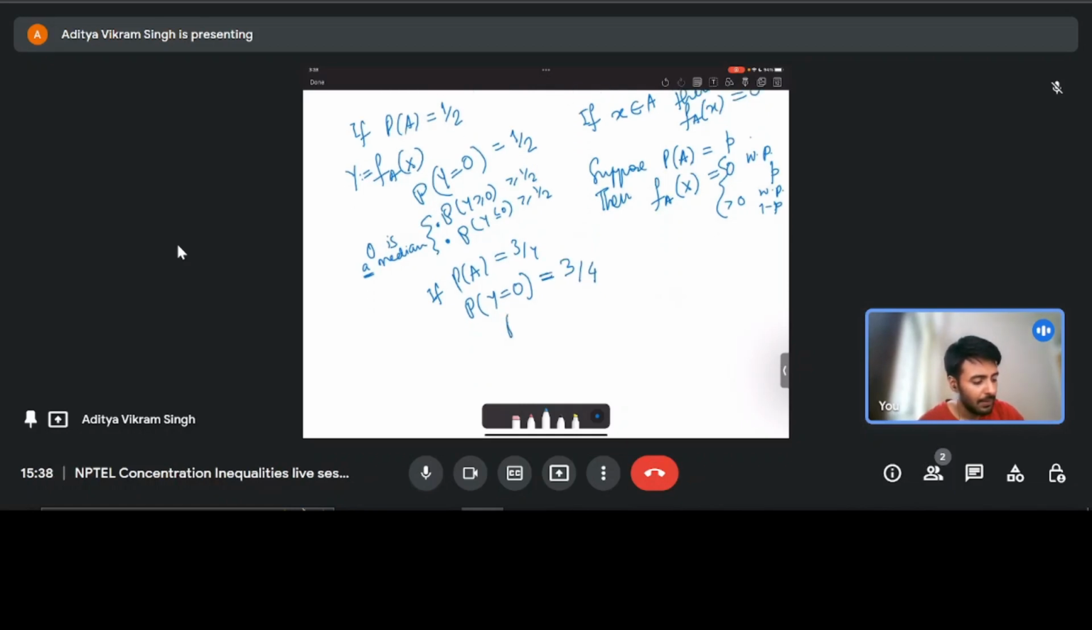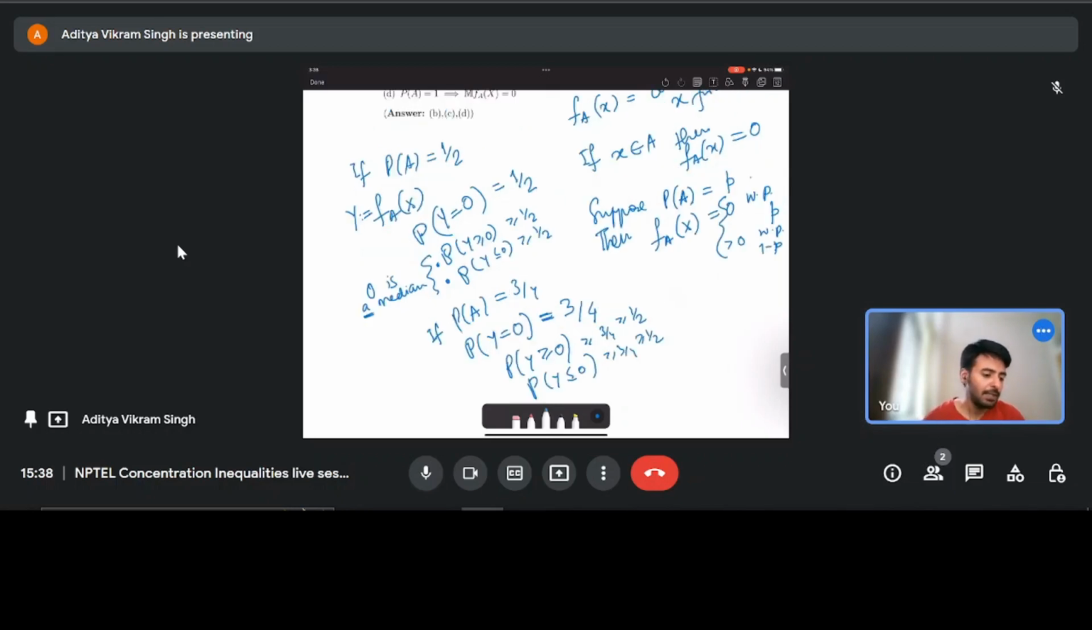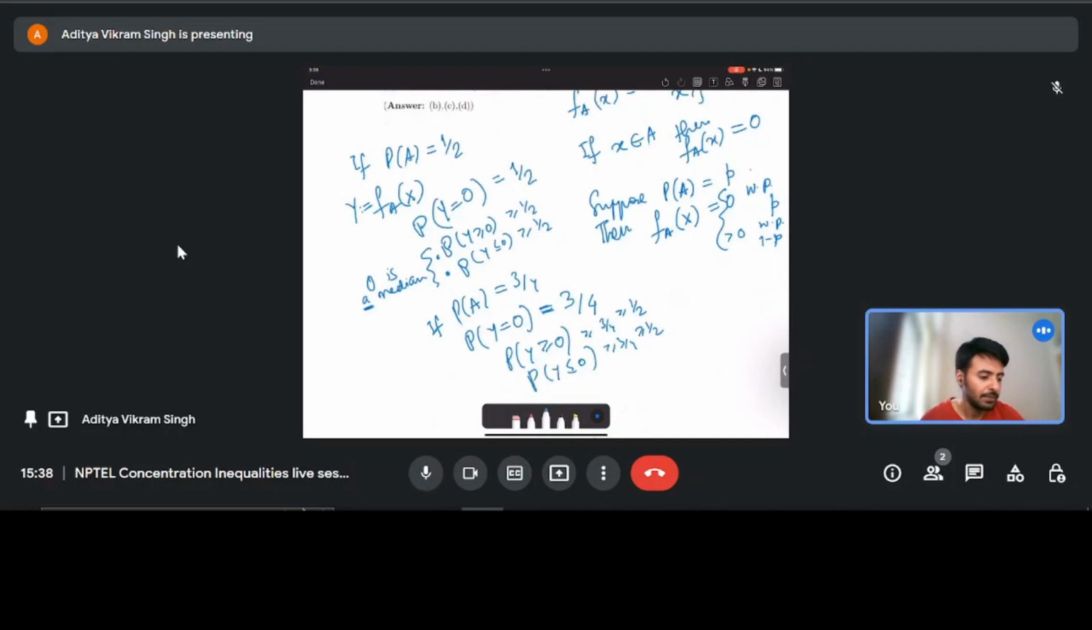Right? So again, if you see, the probability of Y greater than or equal to 0 would be greater than or equal to 3/4, and 3/4 is greater than or equal to half. So again, probability of Y greater than or equal to 0 is greater than or equal to half, and probability of Y less than or equal to 0 is also greater than or equal to 3/4, which is greater than or equal to half. So again, 0 is a median.